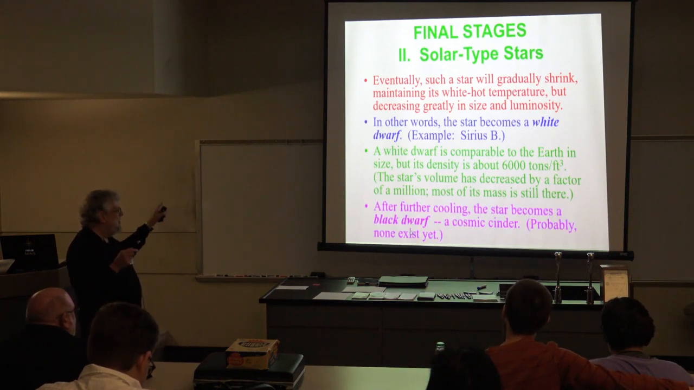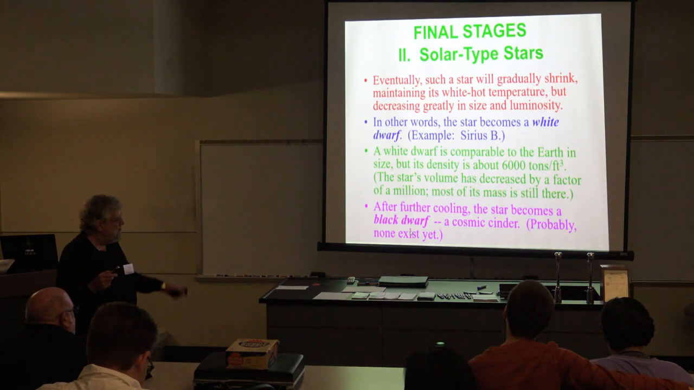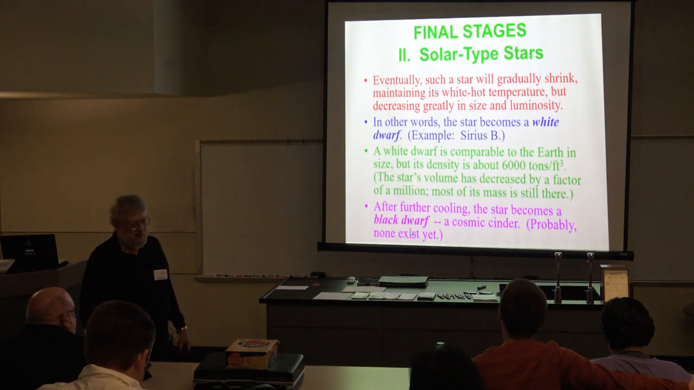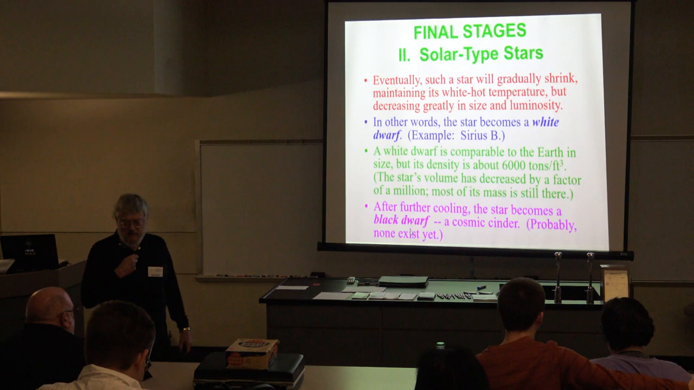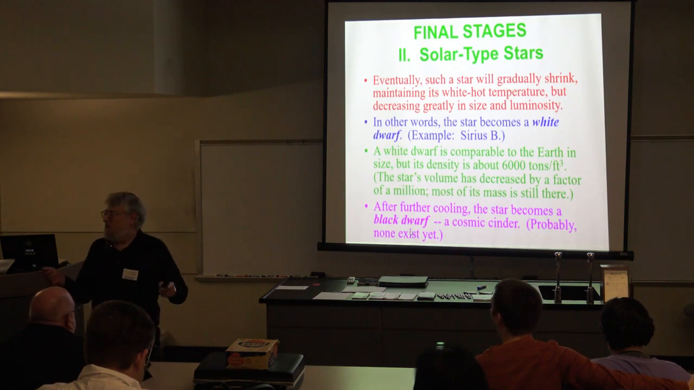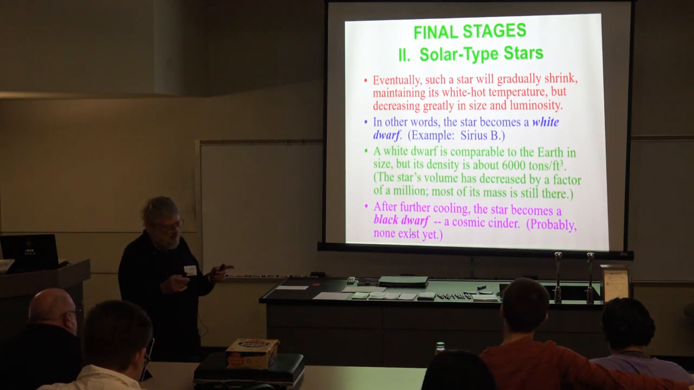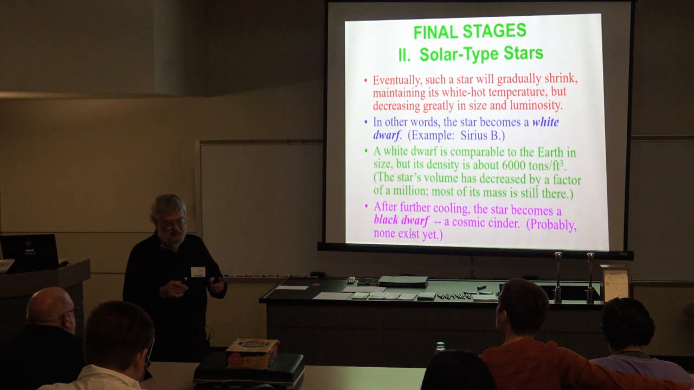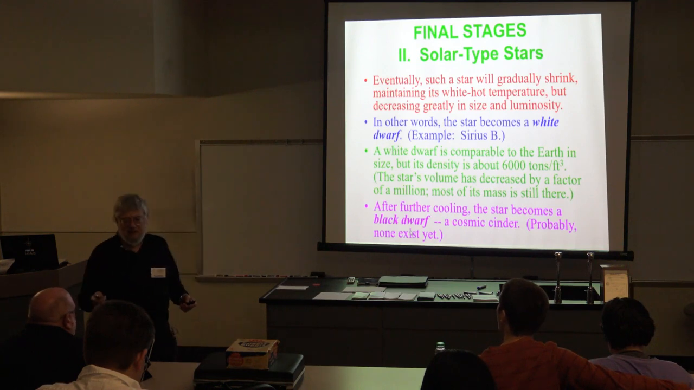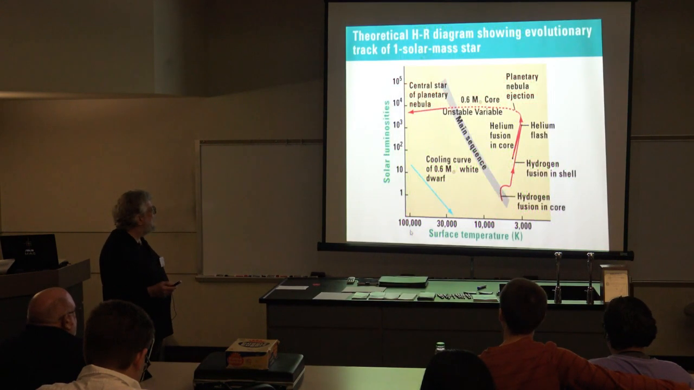And then eventually it keeps cooling and becomes a black dwarf, and that probably hasn't happened yet. It takes so long to cool down because it's got a very small radiative surface. It can't put out a lot of heat and light, so it just kind of sits there and gradually gets dimmer and dimmer, and we probably don't have any of those yet.